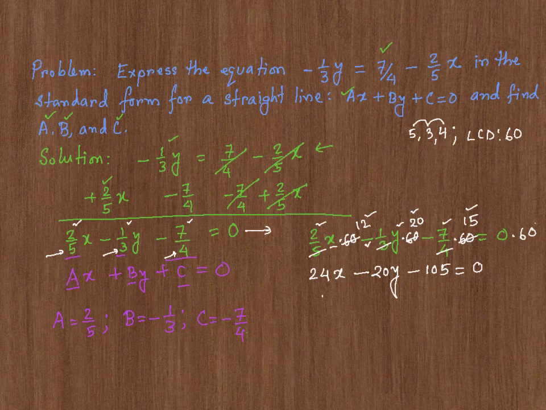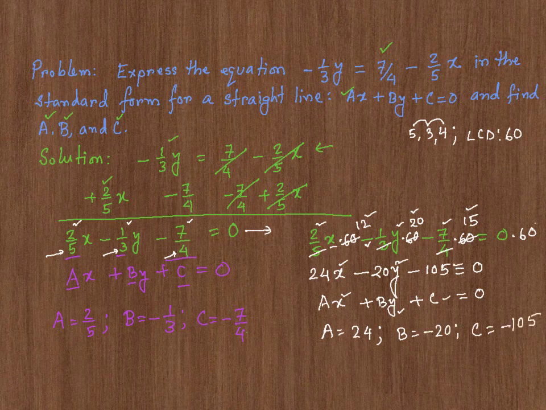Now this equation looks exactly like ax plus by plus c is equal to 0. That tells me a is the coefficient of x, which is 24, b is the coefficient of y, which is negative 20, and c is the constant term, which is negative 105. Note that this equation and the earlier equation are equivalent to each other.